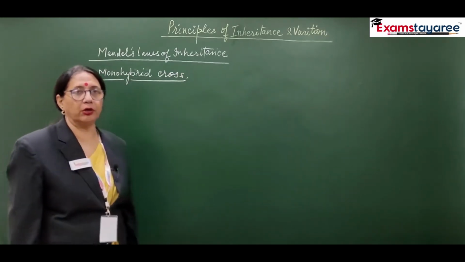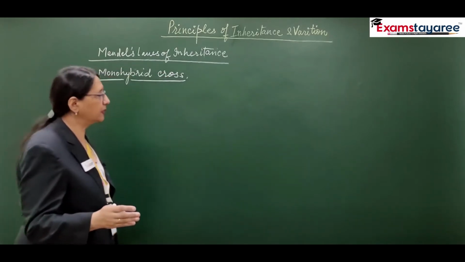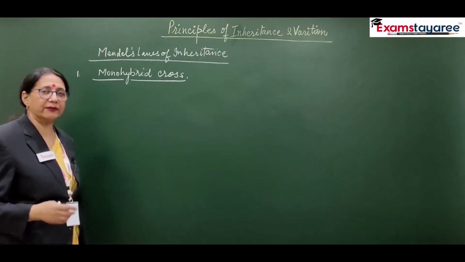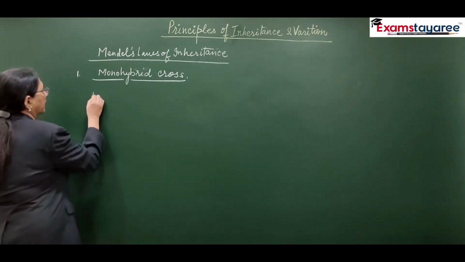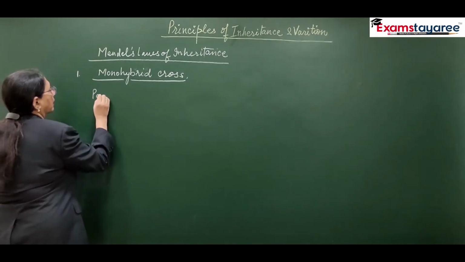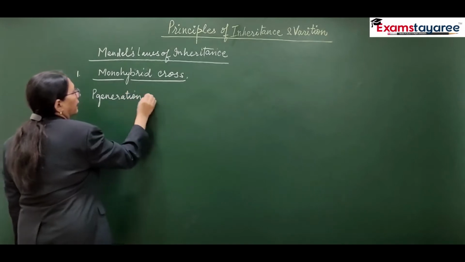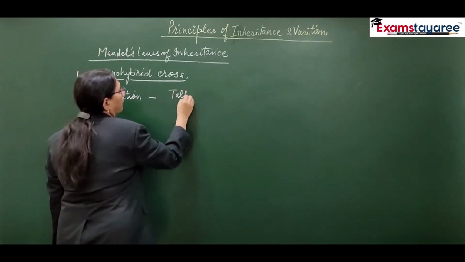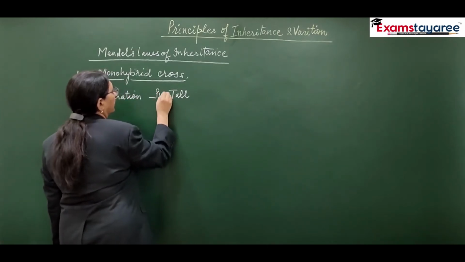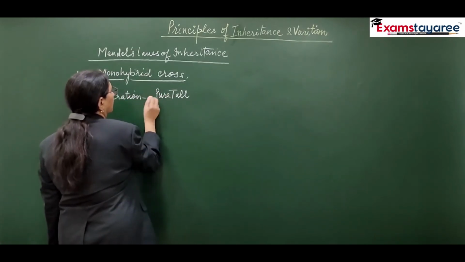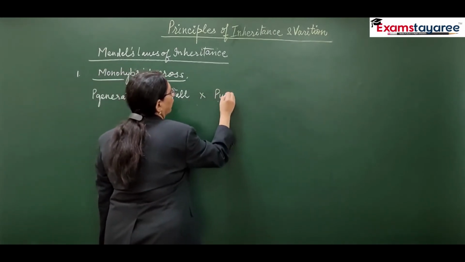So, he took first only one character at a time, and you all have studied in class 10th already that he had taken a pure tall plant and crossed it with a pure dwarf.